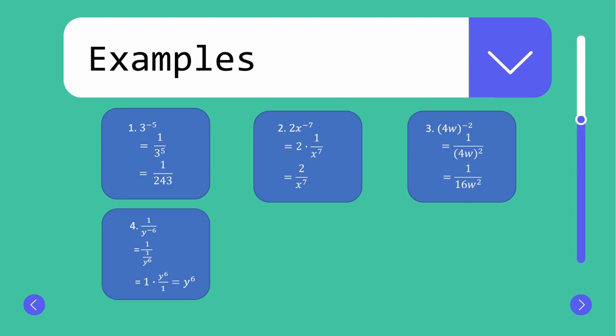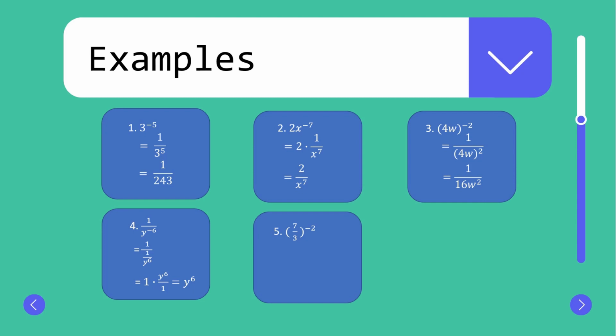But if you remember the second rule from the 3 rules that we generated earlier, which is 1 over a raised to negative n equals a raised to n, we can apply that on this example. So we can write this as y raised to 6 right away.